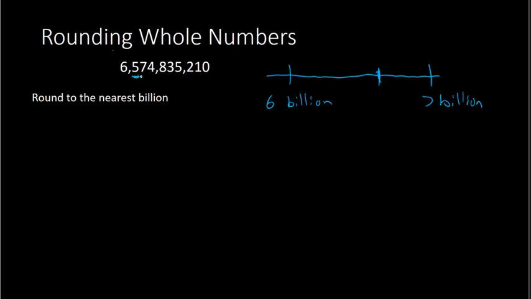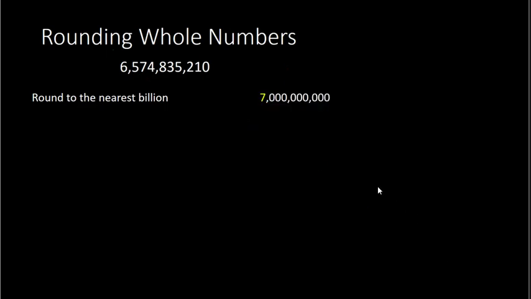If this number is 0, 1, 2, 3, or 4, that means we keep the original place value. So this would stay at a 6 for 6 billion if this 100 millionths place was 0 through 4. So as we said, it's closer to 7 billion, so I'm going to round to 7 billion. But we can also round to other place values. We could round to the nearest 100 million if we wanted to.